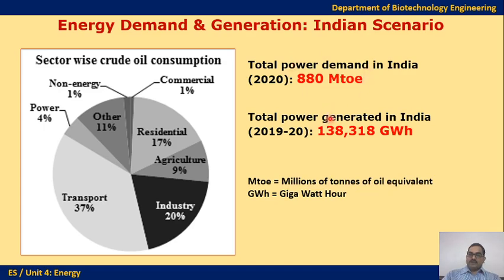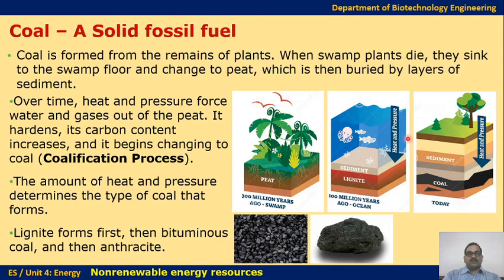Now, in India, the power generated was around 138,000 gigawatt hours. That is almost meeting the demands of India. The pan-India requirement is less than that. So we are self-sufficient, but the problem is we are procuring the raw materials, the resources required, from outside. We depend upon imports. Let's look into certain aspects of these different fuels, how they are formed.